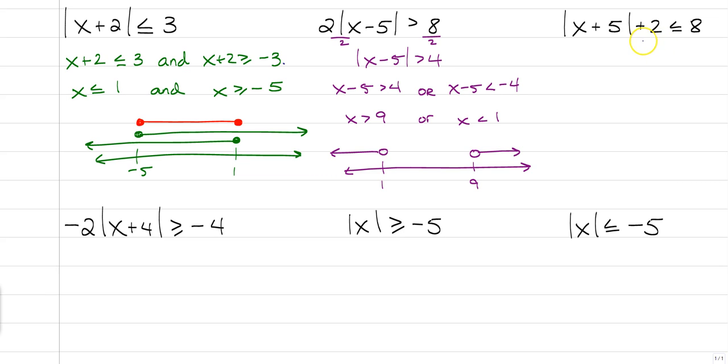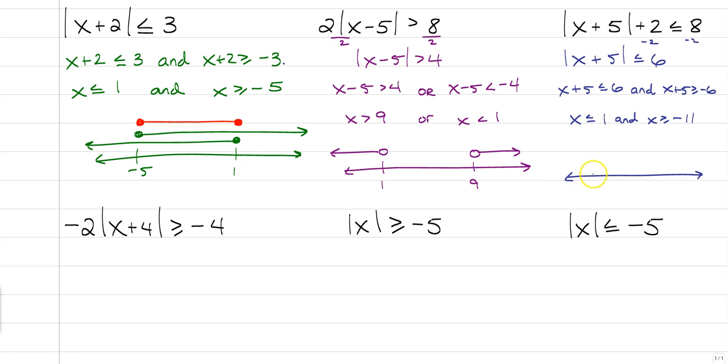Okay, so for this one, you should have subtracted 2 from both sides first. That would give you the absolute value of x plus 5 is less than or equal to 6. Now what you would do is split it. You have x plus 5 is less than or equal to 6, and x plus 5 is greater than or equal to a negative 6. Solve both. X is less than or equal to 1, and x is greater than or equal to a negative 11. When we go graph this, you should have had a negative 11 and a 1.